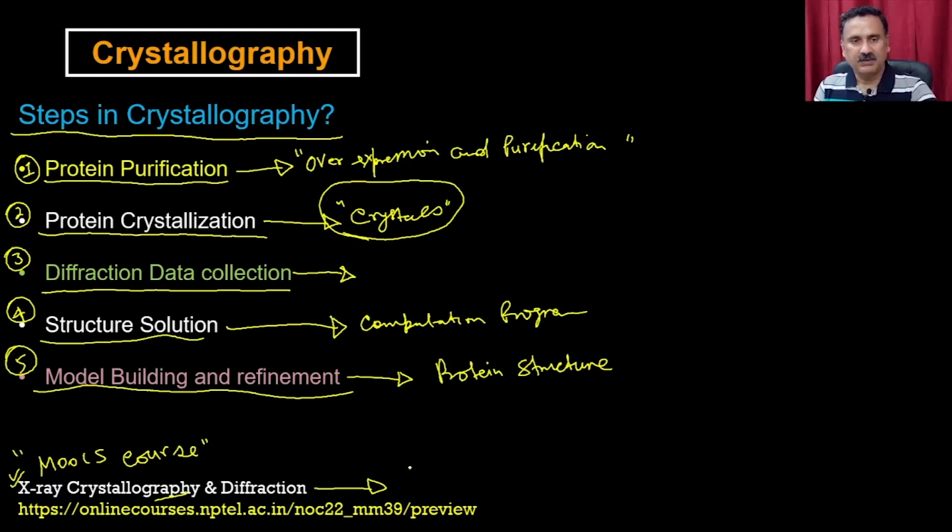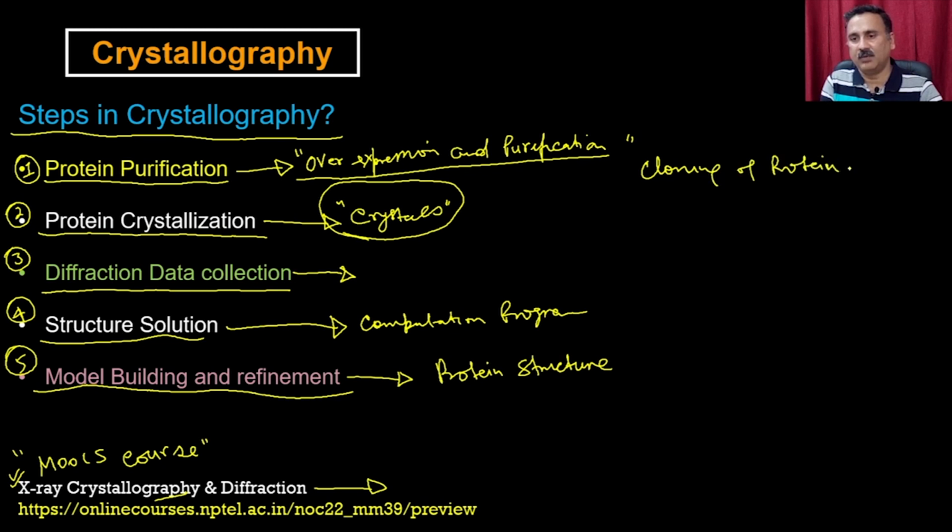Now, let us talk about the first step. The first step is overexpression and purification. In this you are going to do the cloning of the protein or enzyme into a suitable vector, right. Then you are going to do the transformation. Once you do the transformation, you are going to get the transformed colonies, transformed bacteria, or whichever expression host you are using.